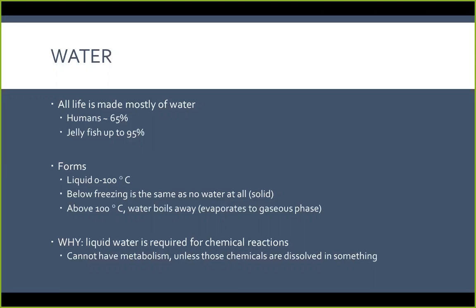But why is water so critical? Liquid water is required for chemical reactions. You cannot have metabolism, the breakdown of molecules, unless those chemicals are dissolved in something.